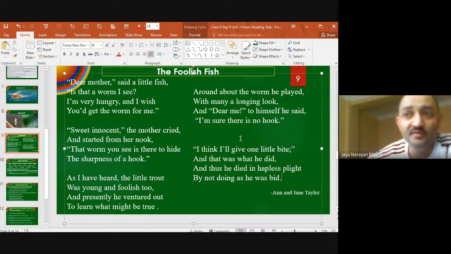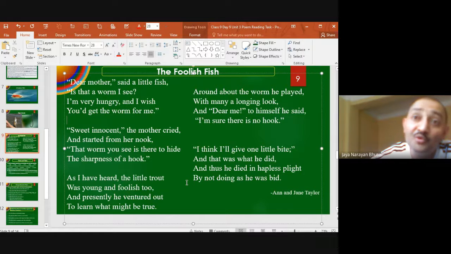So the exceptions are there everywhere, but we don't follow the exceptions. We go with the general rule. So we can see mother-son relations or mother-children relations here in this poem. Another thing is our society.